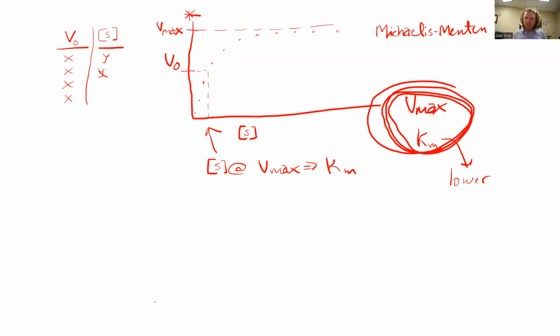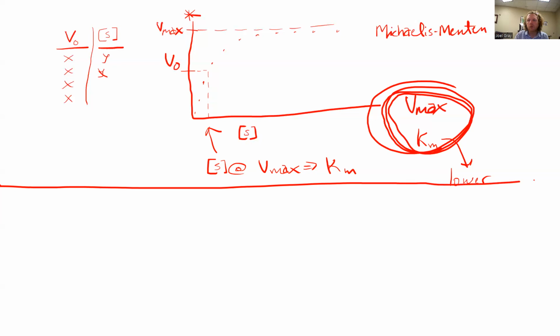So you'll be given this data and you'll be able to come up with that plot. Now, the other plot that you'll come up with is what's known as a Lineweaver-Burk plot, which is also known as a double reciprocal plot. I'm just going to label it as an LB plot.